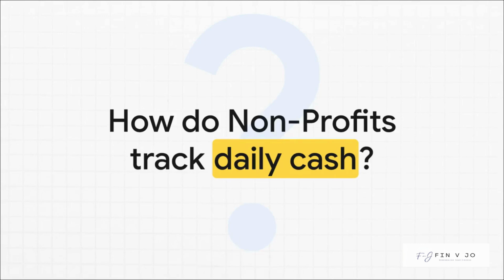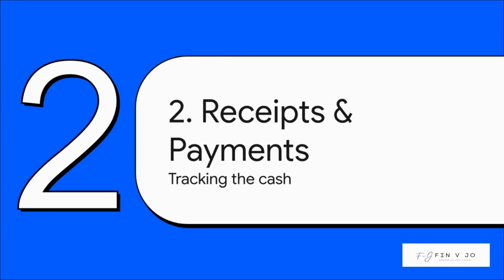Which naturally leads us to a pretty big question. If an organization doesn't calculate traditional profit, how on earth do they keep track of the literal physical cash coming in and out of the door every single day? I mean, they still got to pay the electric bill, right? That brings us to section 2, receipts and payments defined.